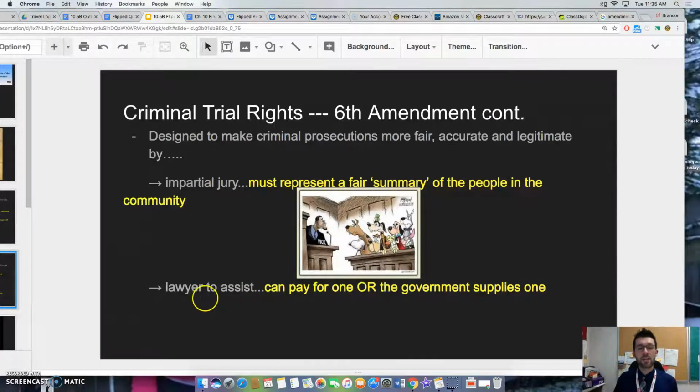Lastly, the accused is allowed to have a lawyer to assist them. Now, people can pay for their own lawyer, but if they don't have the money to do that, it is the government's responsibility to supply one. Now, usually this person who's supplied by the government gets paid through tax money.